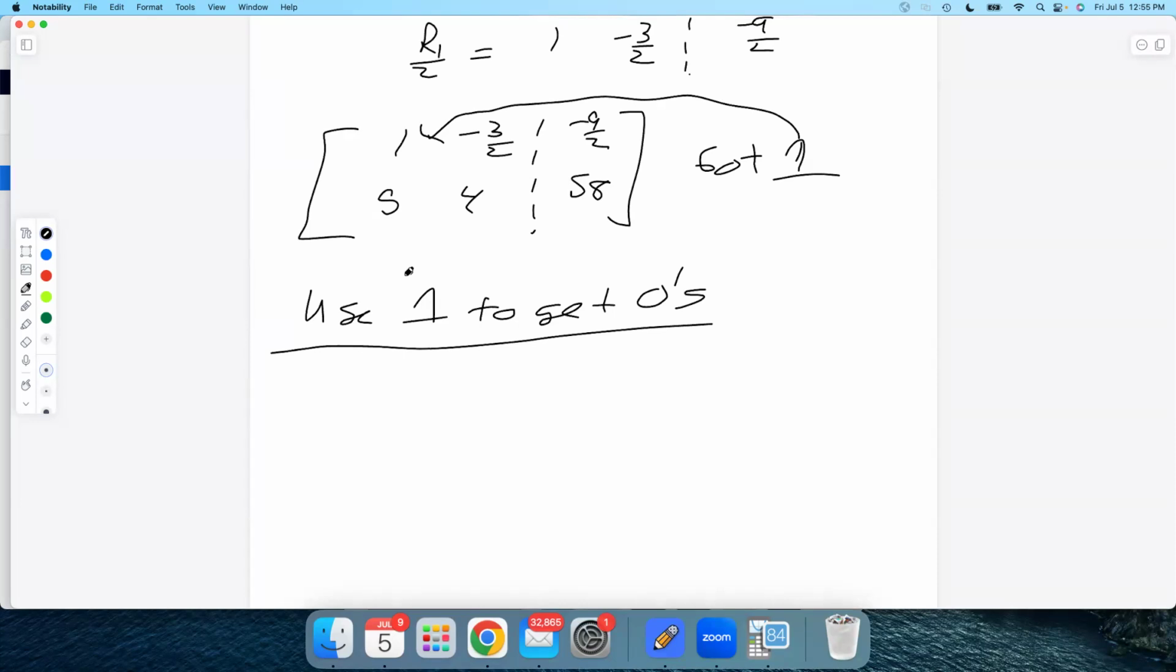Remember, you're allowed to add equations together. So what I'm going to be doing is adding some multiple. So I want a multiple of row 1 added to the old row 2 to get a new row 2.